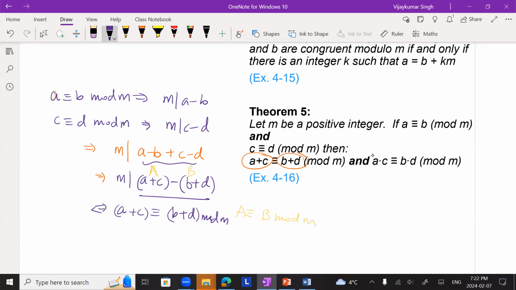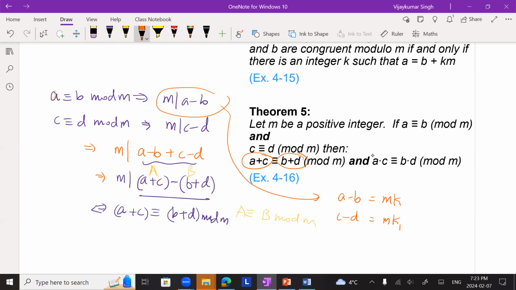Do you want to see how it can go? Let's have a check. Suppose you don't want to do it this way, then I'll say, okay, what is the meaning of this statement? Let's write it here. This means A minus B equals MK. And here I get C minus D equals MK1. Let's call it 1.